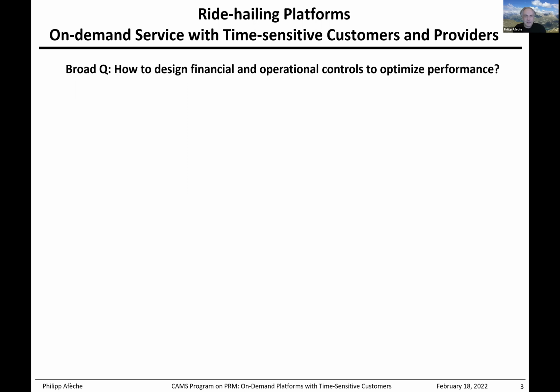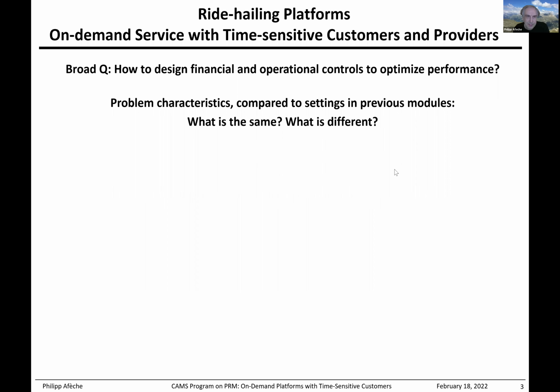So before we look at some of these questions, I thought it's helpful to think about, if you compare this setting to the settings you've seen in previous modules, right? What are some of the problem characteristics that we have here? How do they compare to those in other settings? What is the same, and what is different?